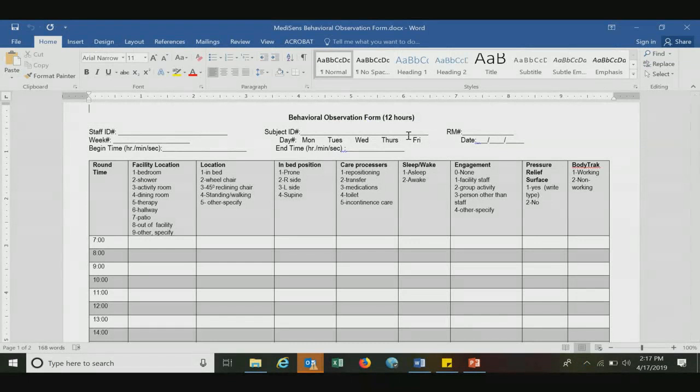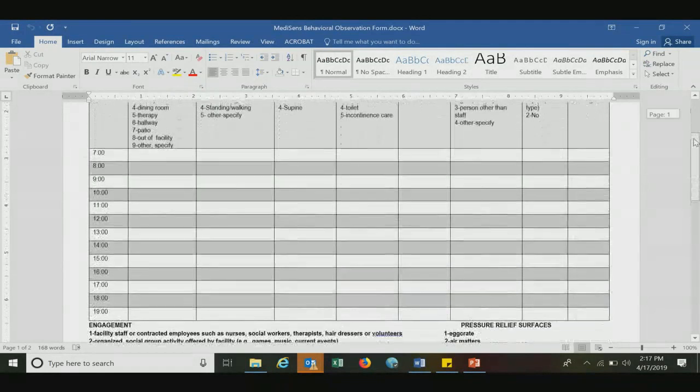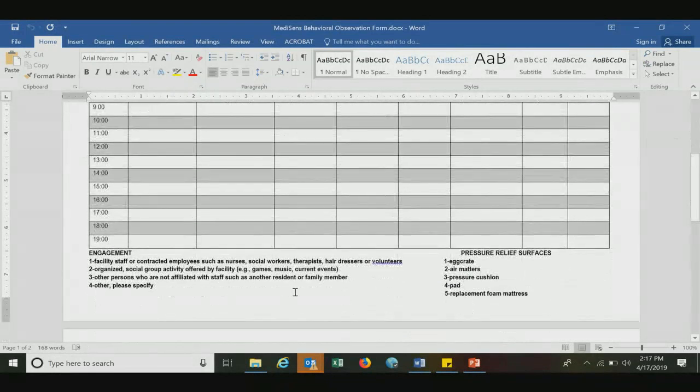Does that make sense? Okay, so we have a chart, and so you can see that we determined various things about their behavior. So where were they in bed? Were they asleep? What care processes were happening? And were they engaged with anybody? So those kinds of behaviors, and you can see that we looked from 7 a.m. to 7 p.m. So we had somebody look at them every hour to see what is that patient doing. And here's some further explanation of what the engagement meant.